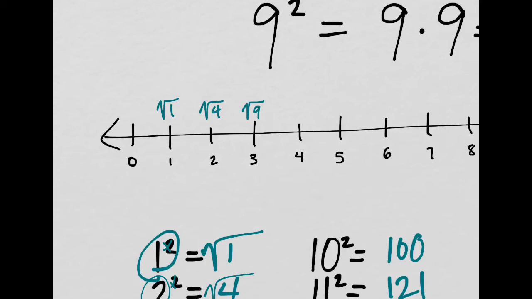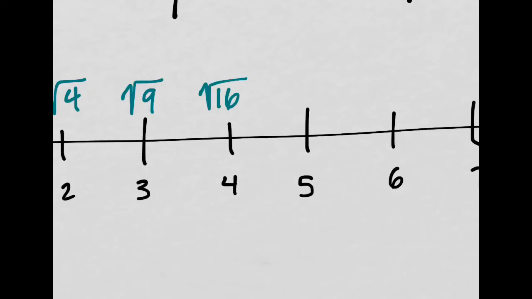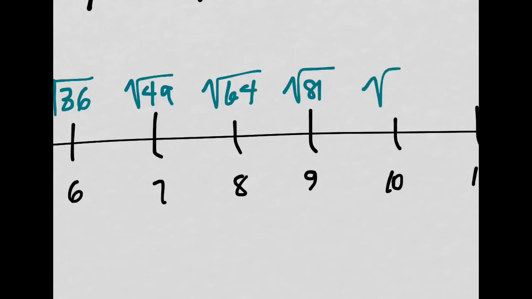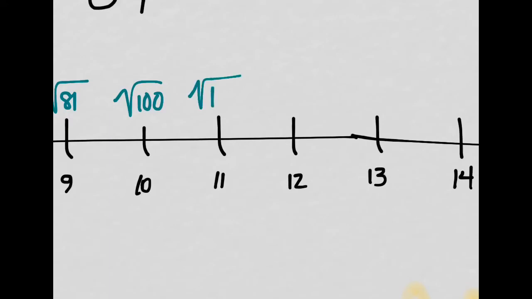So the square root of 9 is equal to 3. The square root of 16 is equal to 4. The square root of 25 is equal to 5. The square root of 36 is equal to 6. The square root of 49 is equal to 7. The square root of 64 is equal to 8. The square root of 81 is equal to 9. The square root of 100 is equal to 10. The square root of 121 is equal to 11. The square root of 144 is equal to 12. The square root of 169 is equal to 13.